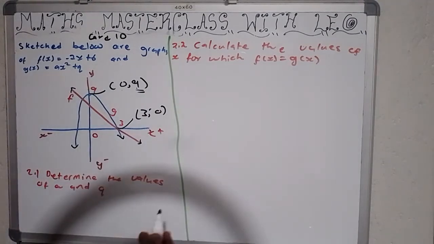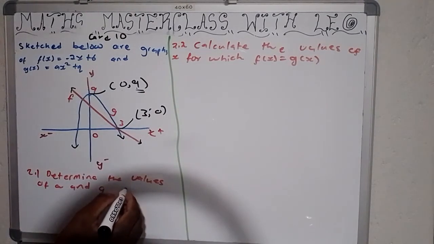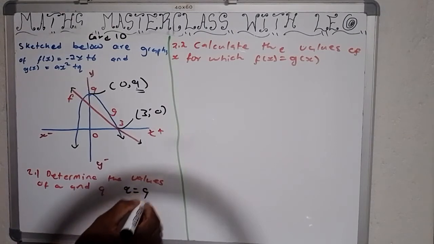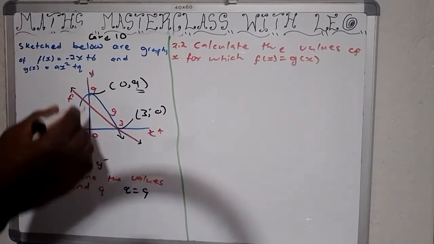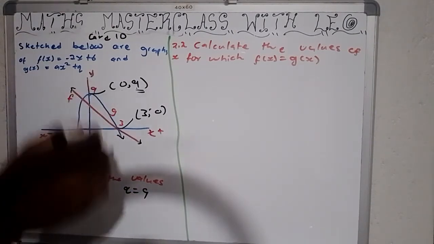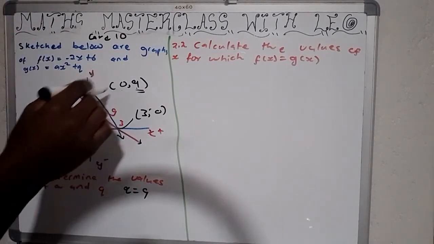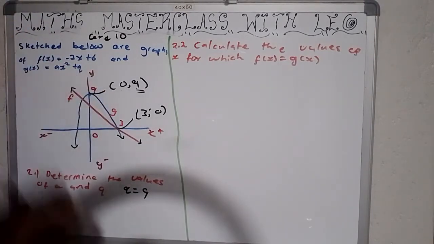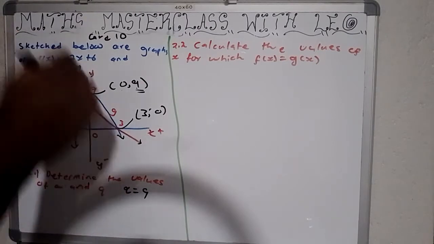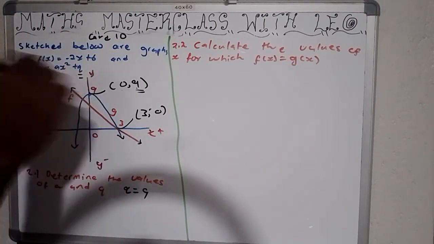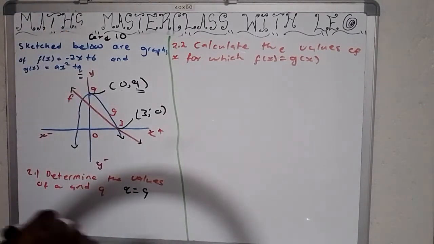So the first thing that you can do is just say, oh, my q is equal to 9, because it is the y-intercept and a turning point again. Your q represents your y-intercept and your turning point as well. So that is the value of q.